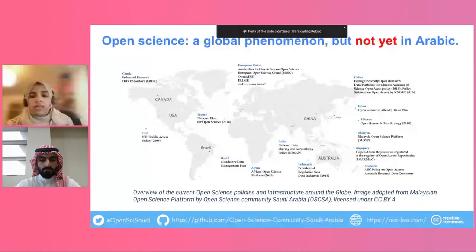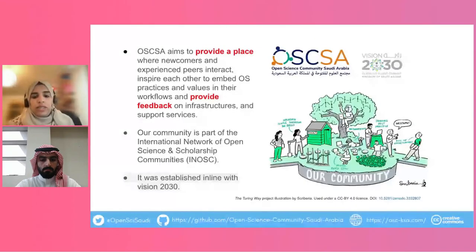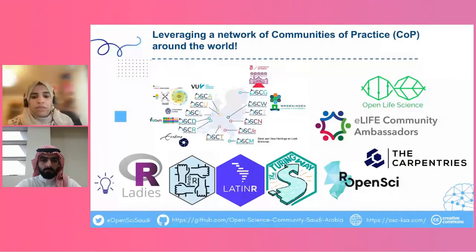So Open Science Community Saudi Arabia really aims to provide a place where newcomers and peers can interact and inspire each other to embed open science practices and values in their workflow, and also to provide feedback and services. We're not isolated. We're part of a global network started in the Netherlands called the International Network for Open Science Communities. As I mentioned, we leverage communities of practice from across the globe. We reuse a lot of their resources and work with them to make resources more accessible to our community, such as Open Life Science, the Turing Way, the Carpentries, the R community, and many other grassroots organizations in the Netherlands, all part of the network itself.